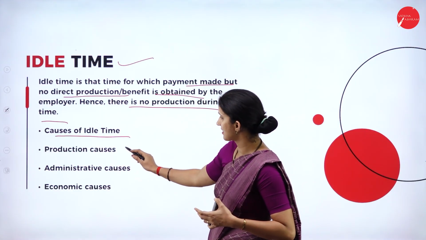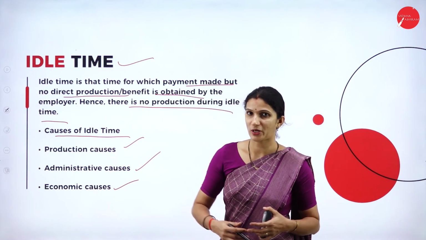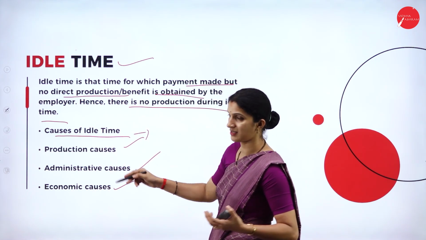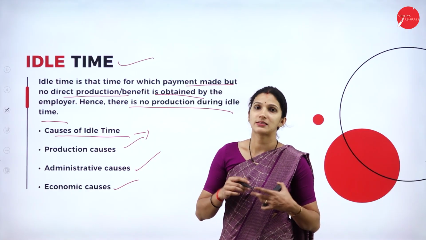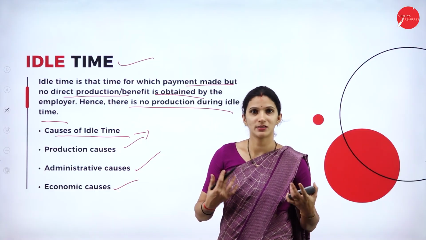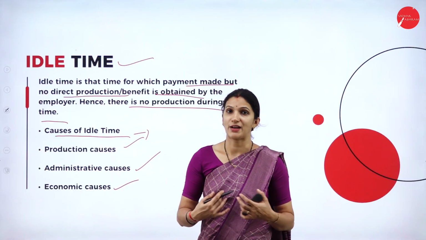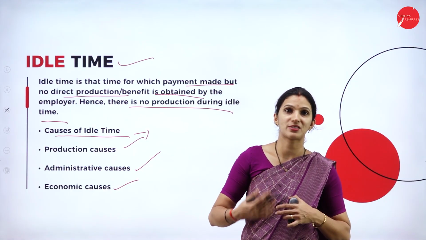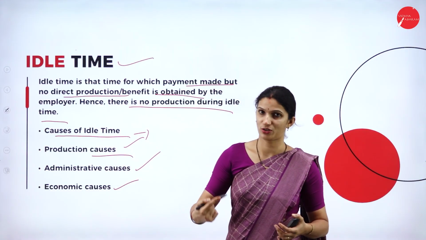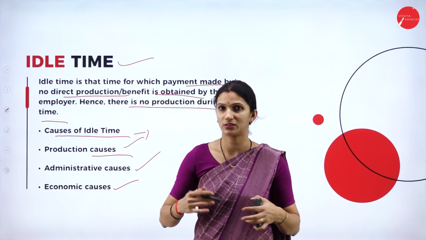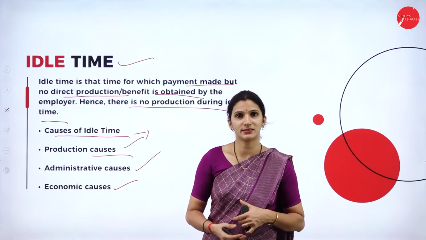That is categorized as production causes, administrative causes and economic causes. So what are the production causes? Here sometimes you can see certain failure of machines, sometimes there will be a shortage of raw material, sometimes there will be power problems or the power supply will not be there. Or sometimes the workers have to wait for certain tools, or sometimes there will be a breakdown of machinery. For all these reasons we call it the production causes. That means during those times there is no actual production of the product but the workers get the payment.